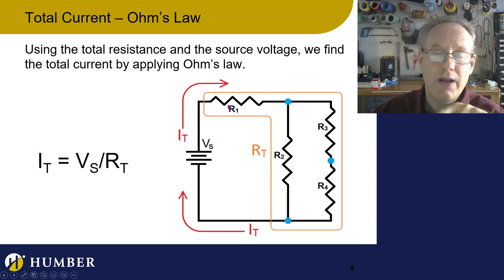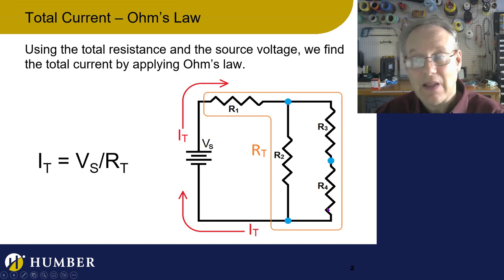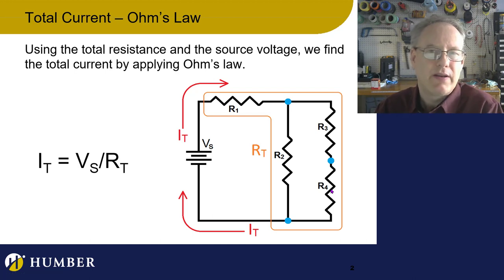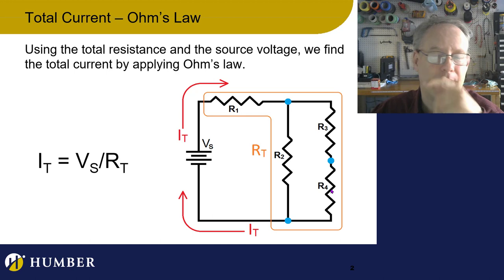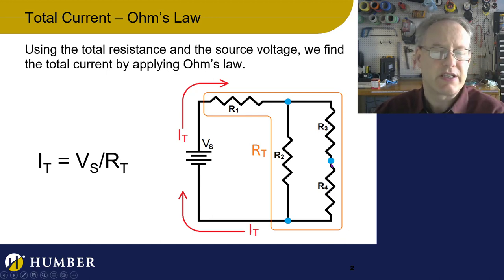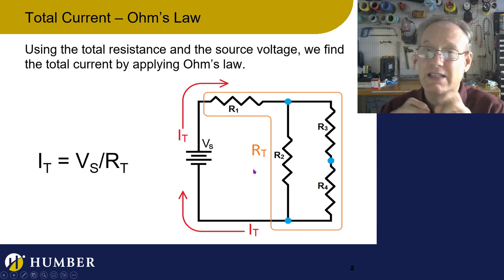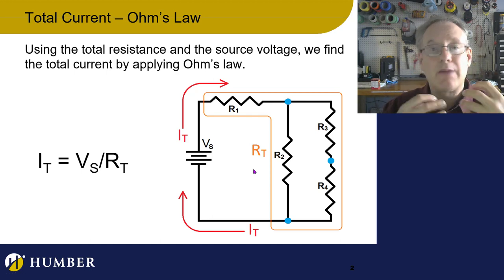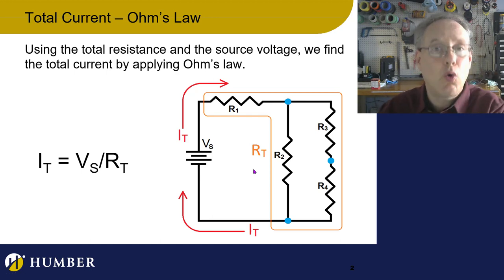So R1 is in series with everything else. I can say that these two legs here are together as kind of one component that is in series with R1. Now, we can see that this leg has two resistors in it that are in series. So if we wanted to apply Ohm's law, we really have to see the series portions and the parallel portions and apply Kirchhoff's laws accordingly.